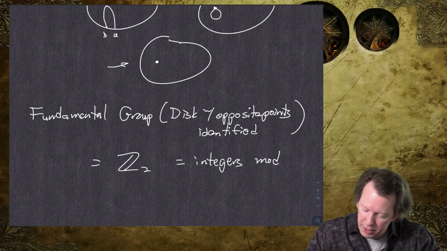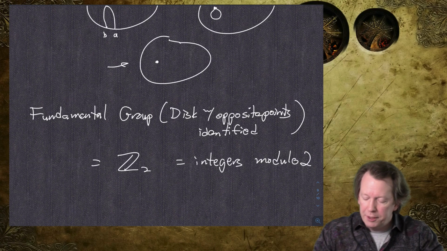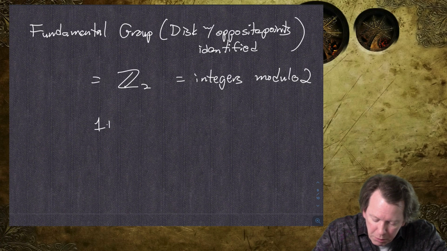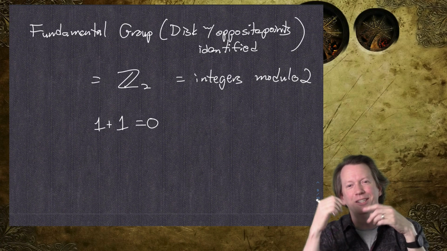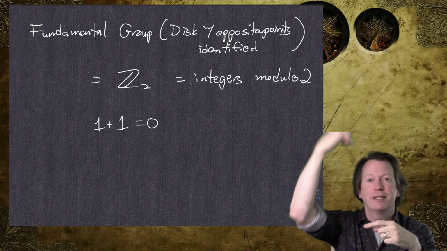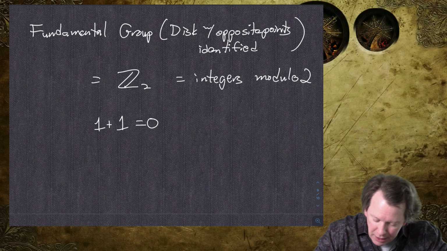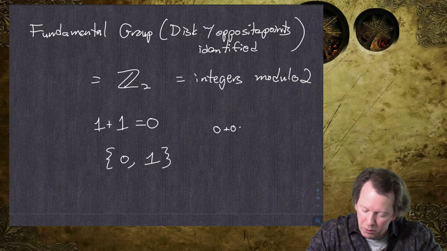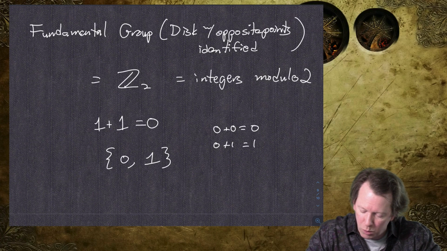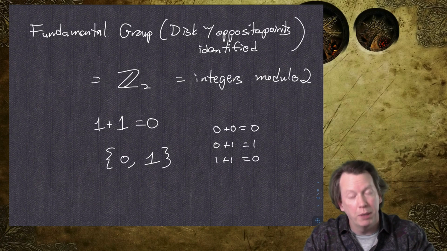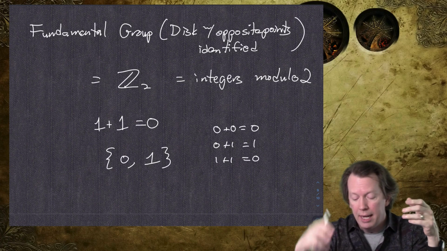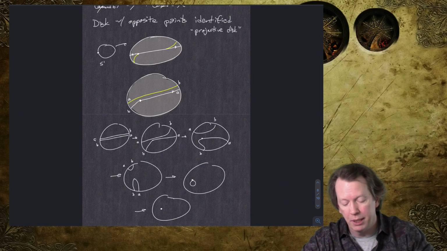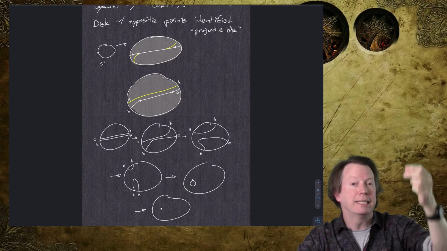I should write it in a legible way, sorry. The integers modulo 2 are just the integers with the rule that 1 plus 1 equals 0, so that you go from 0 to 1, but then instead of going to 2, you go back to 0 again. So it's just the numbers 0 and 1, with the rule 0 plus 0 equals 0, 0 plus 1 equals 1, 1 plus 1 equals 0. That's the integers modulo 2. It's a set with only 2 elements. And that's what this disk has. It has 2 different ways of mapping a circle into it topologically, either the completely trivial way or the way that wraps around exactly once.